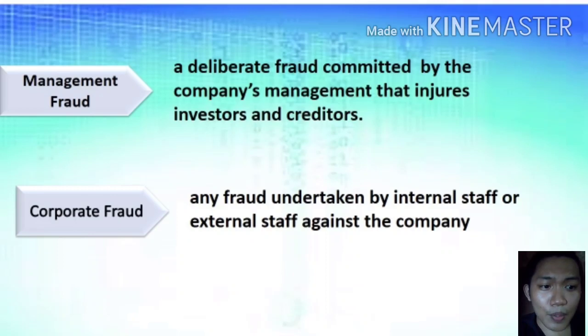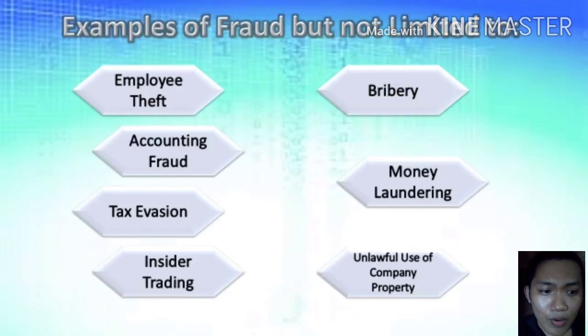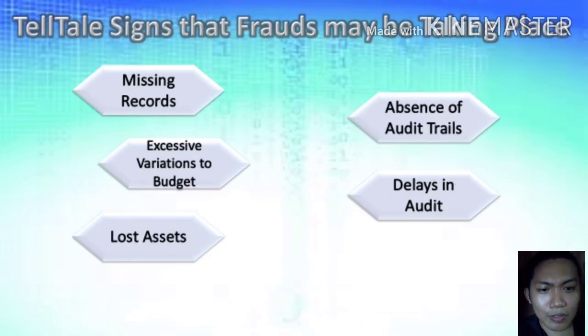It includes employee theft, accounting fraud, tax evasion, insider trading, bribery or corruption, money laundering, and unlawful use of the company property. So let's proceed to the telltale signs of frauds. The following are the warning signs or indicators of frauds. First is missing records. It includes financial records or important transactions.